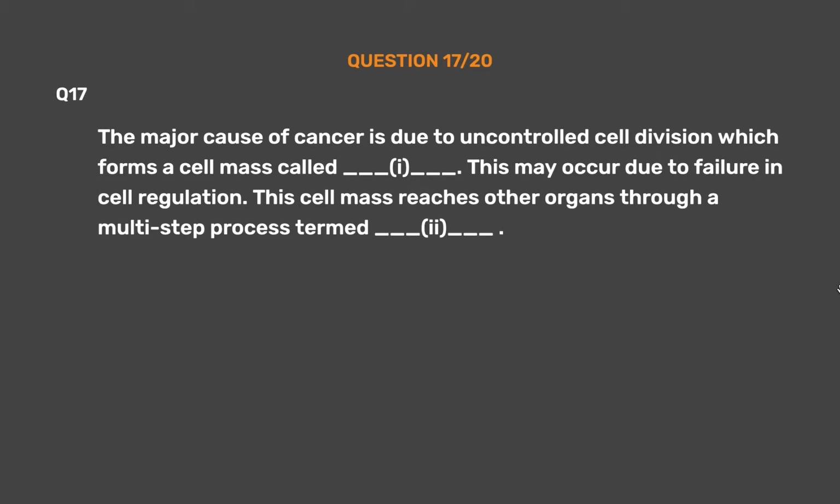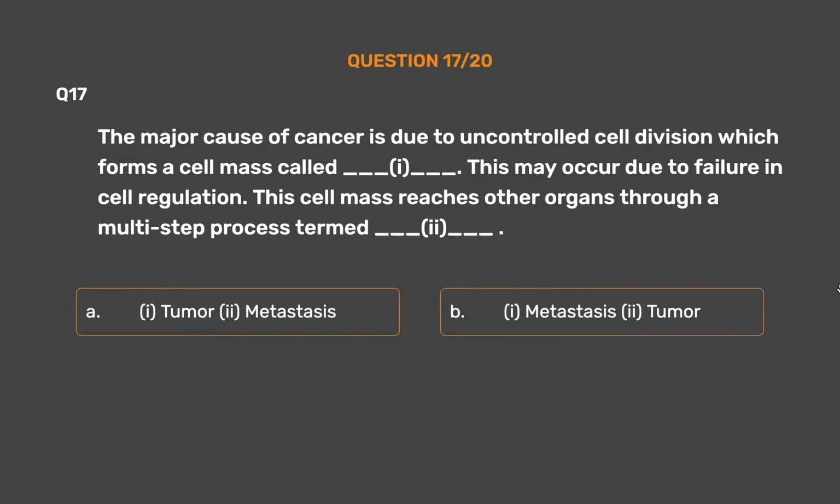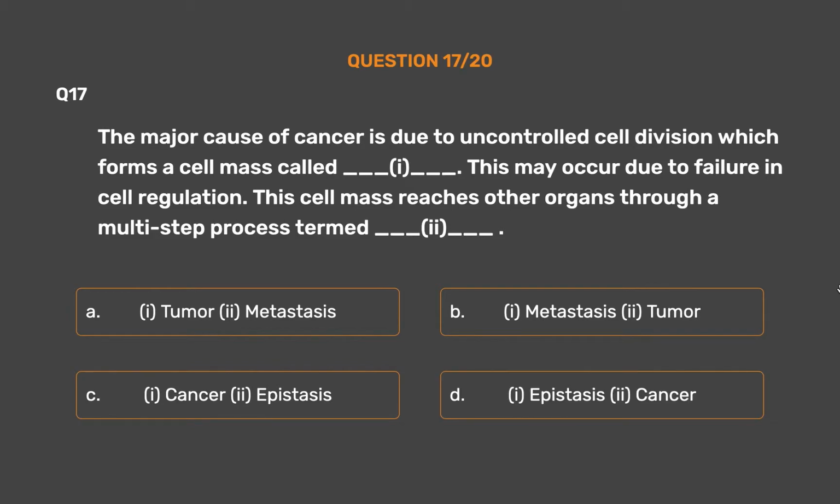Question number 17. The major cause of cancer is due to uncontrolled cell division which forms a cell mass called 1. This may occur due to failure in cell regulation. This cell mass reaches other organs through a multi-step process termed 2. Option A. 1. Tumor. 2. Metastasis. Option B. 1. Metastasis. 2. Tumor. Option C. 1. Cancer. 2. Epistasis. Option D. 1. Epistasis. 2. Cancer.